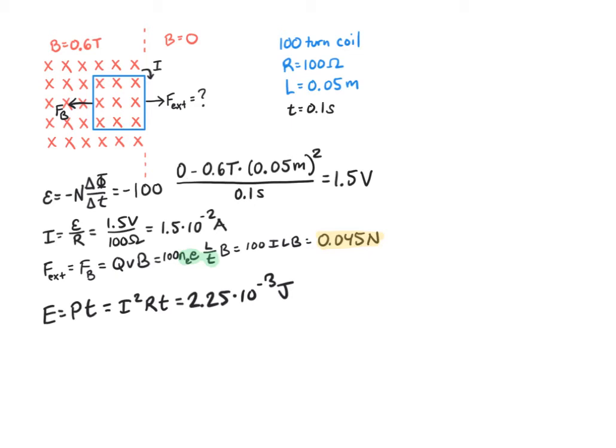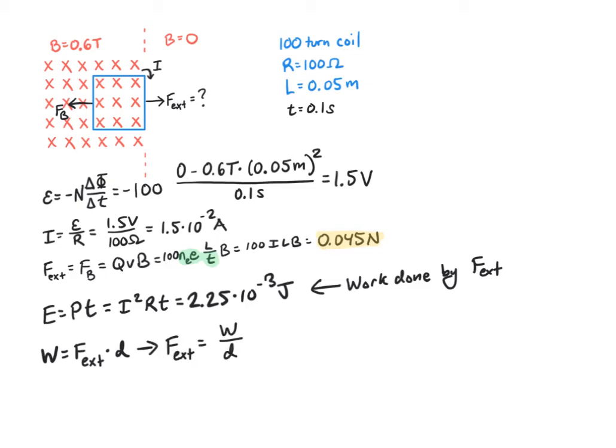That energy was put into our system by this external force that's causing the coil to move in the first place. And the work done by a constant force is just equal to the dot product of F with d. F in this case is the external force that we're looking for, and d is just the distance that we moved the coil through the magnetic field, which is 0.05 meters. If we rearrange this equation and plug in the energy we found in the previous step for the work and 0.05 meters for d, we find once again that the external force is equal to 0.045 newtons, just like before.